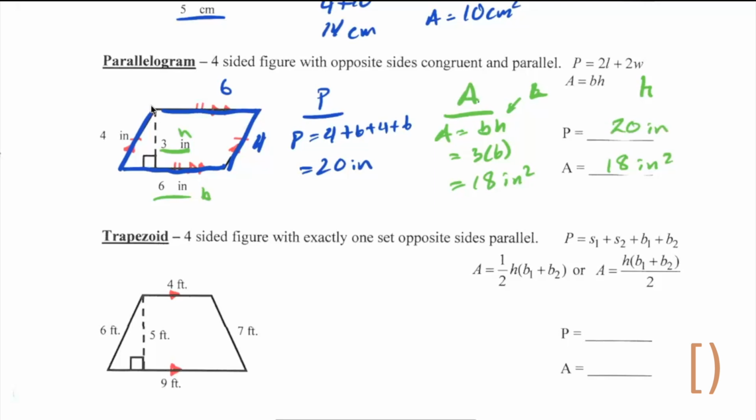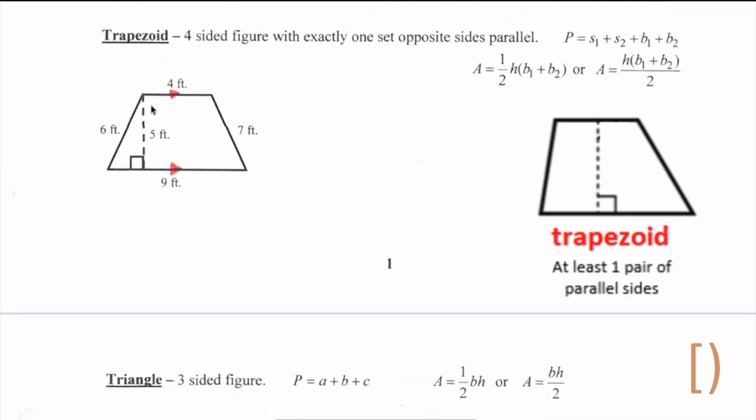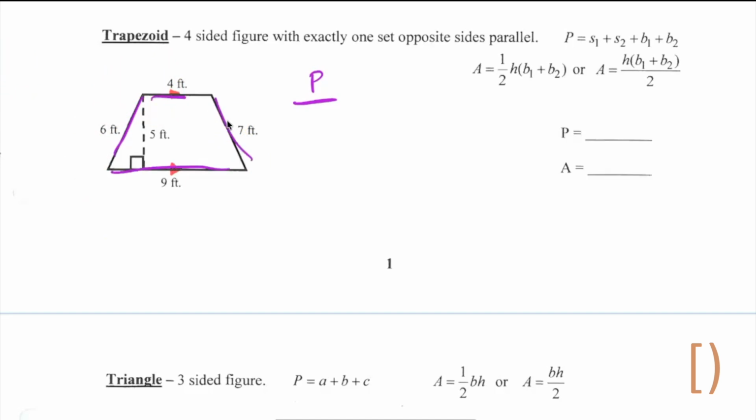So there we go. Trapezoid. So now trapezoid, interesting figure, right? So first let's do the perimeter. And all we're going to do is just add up all the outside, right? So don't overthink it. Just add that, plus that, plus that, plus that. So my perimeter is going to be 6 plus 9 plus 7 plus 4. So we get, what is that? 15 plus 7 is 22 plus 4 is 26. So 26 feet.